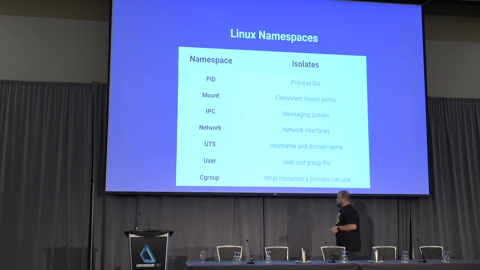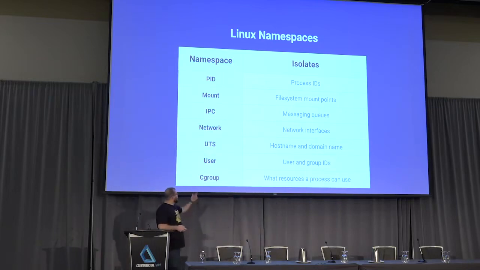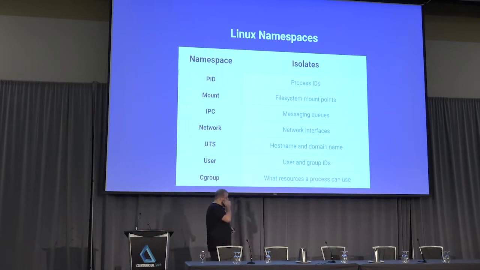So here's a number of Linux namespaces by which we can isolate a process or a number of processes inside of a container. One of the easiest ones to understand is the user namespace, which isolates your user and group IDs. So what does this mean?